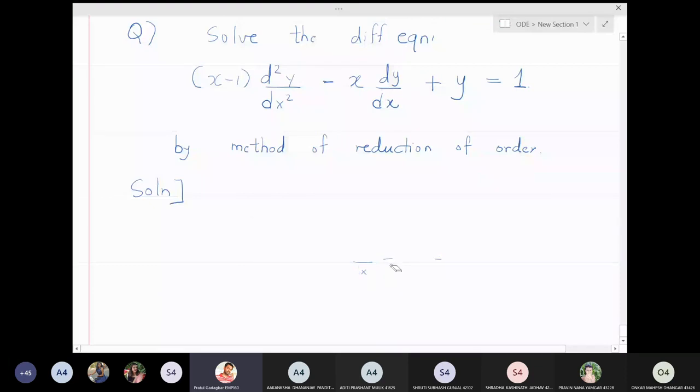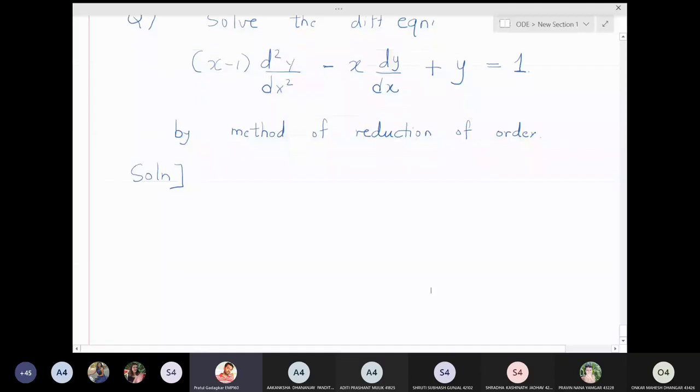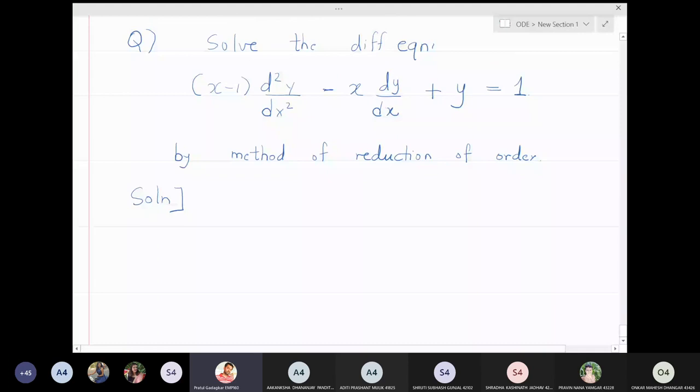But now here the coefficients are not constant, so we cannot write an auxiliary equation, we cannot write anything now. And we know that if you want to solve a problem by the method of reduction of order, what is your basic need? Your basic need is that you must know at least one solution, right?